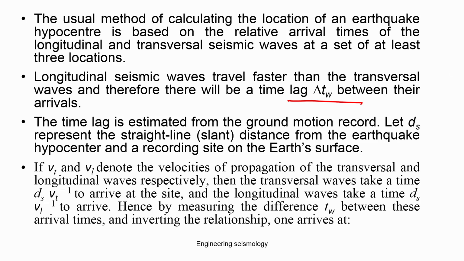Let ds represent the straight line slant distance from the earth's hypocenter to the recording point on the earth's surface. Vt and Vl denote the velocities of propagation of the transverse wave, which is the S wave, and the longitudinal wave, which is the P wave.